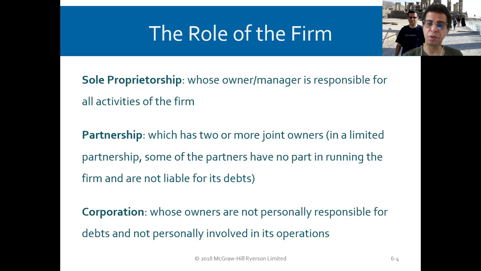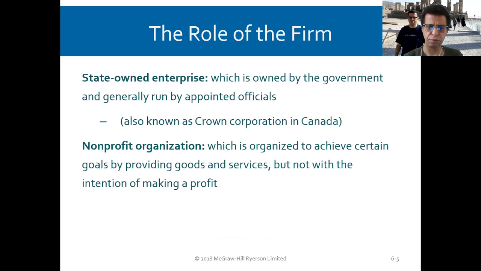The third type is the corporation, where the owners are not personally responsible for the debt. So if it goes bankrupt or has a loss, the owners are not responsible for the debt and not personally involved in the operation. Different people operate it, and that's where you see the stocks and shares and all these things.